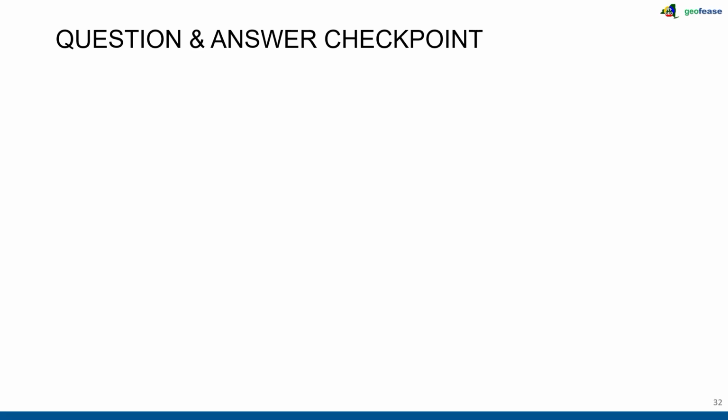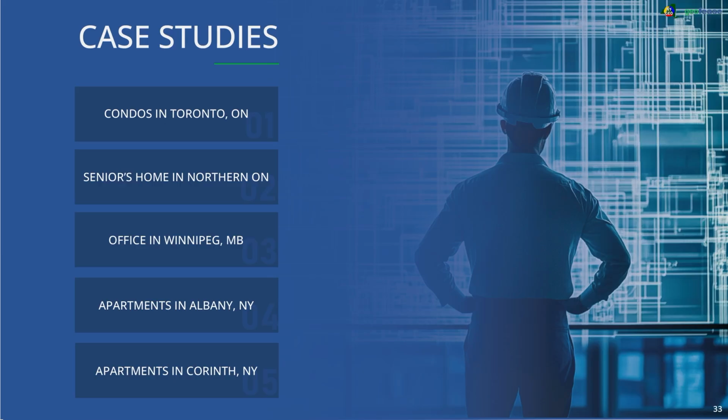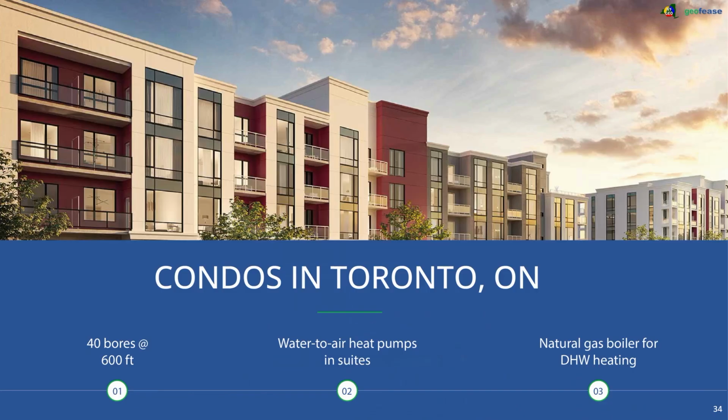We'll get into some more fun stuff, in my opinion, which is these case studies. So we have a condo in Toronto, a seniors home in Northern Ontario, an office in Winnipeg, apartments in Albany, and apartments in Corinth. So the condo in Toronto has 40 bores at 600 feet, water-to-air heat pumps in the suites, and a natural gas boiler for domestic hot water heating.